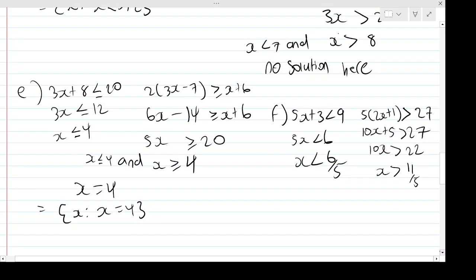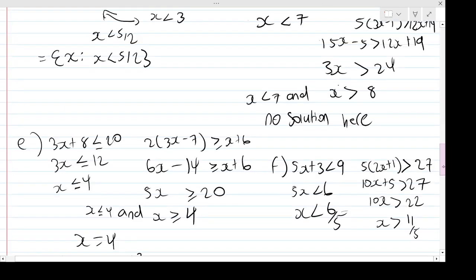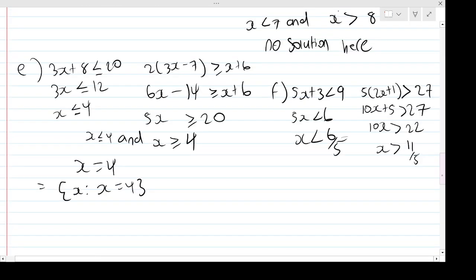So this is saying, well, hang on, let's check. It says "or" this time. So it has to be either one or the other. It doesn't have to be both, but it has to be at least one of them. So this is x less than 6 over 5, or x greater than 11 over 5. So it doesn't have to be both. We could combine them anyway, but it says "or".